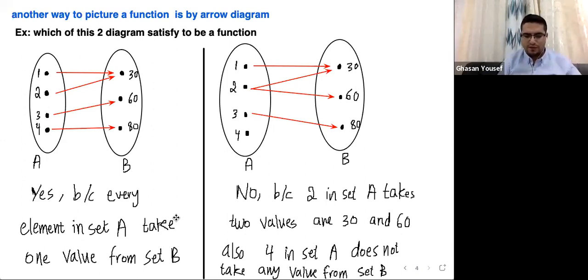Okay, now we can give you a function and we can evaluate the value for the function. I'm moving to the next slide.